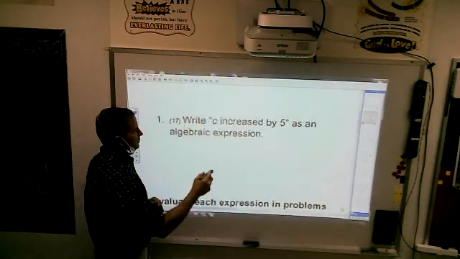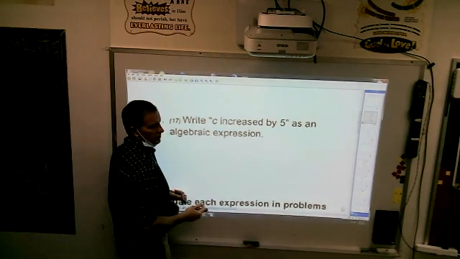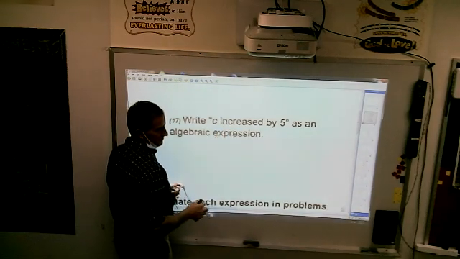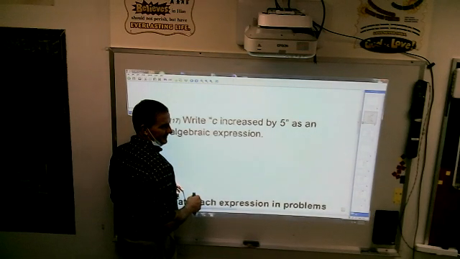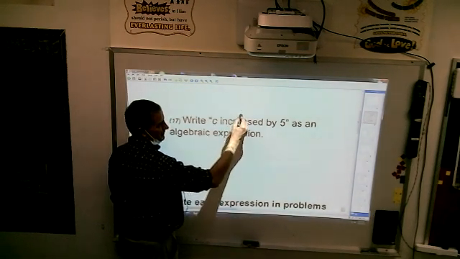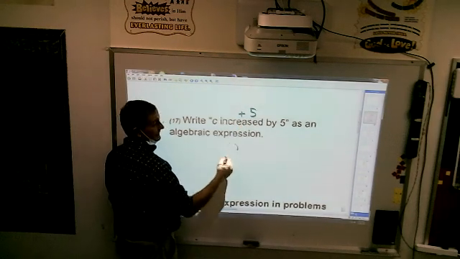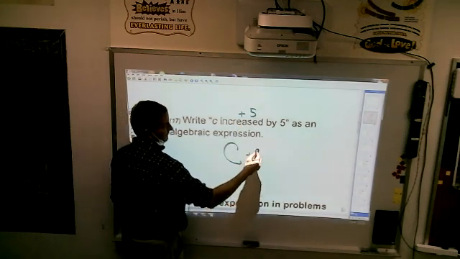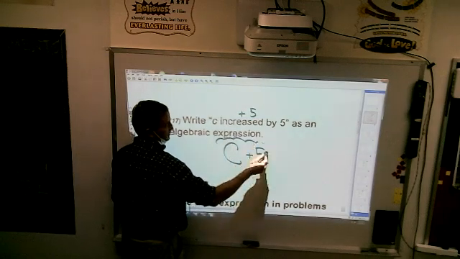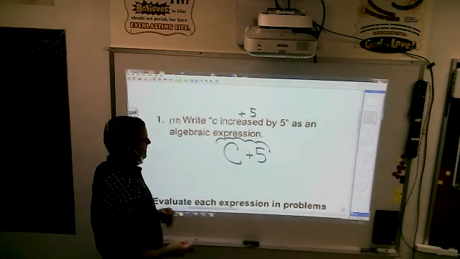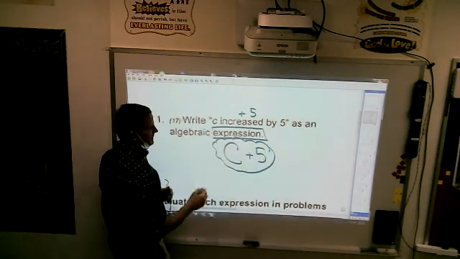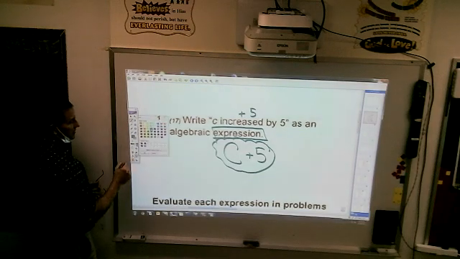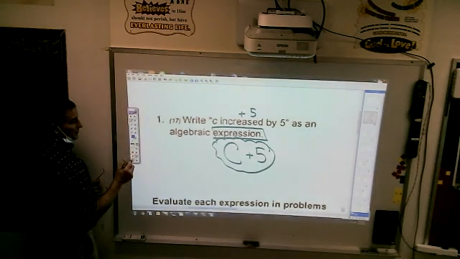Jacob, what does the word increased mean? If I increased your age by 5, how old would you be? 19. All right, so what did you do? You simply added 5. They're just asking you to take C, whatever C is, and add 5 to it. If it was decreased, it'd be minus. This is your algebraic expression. Notice it's an expression, not an equation, because they don't tell you things that are equal.